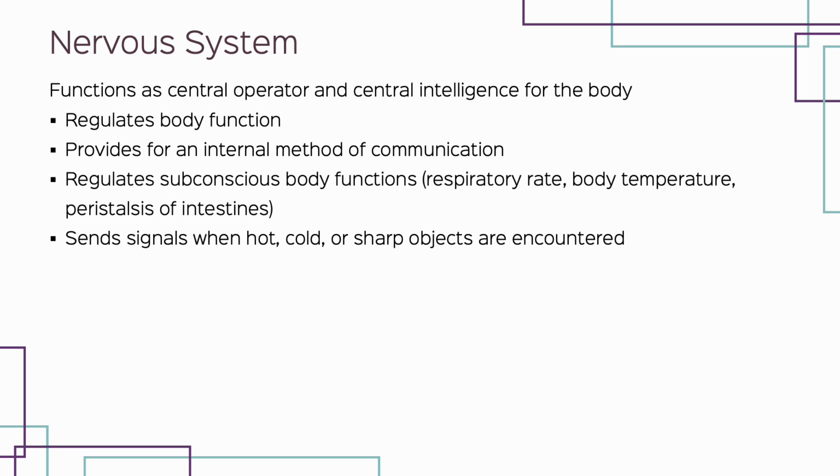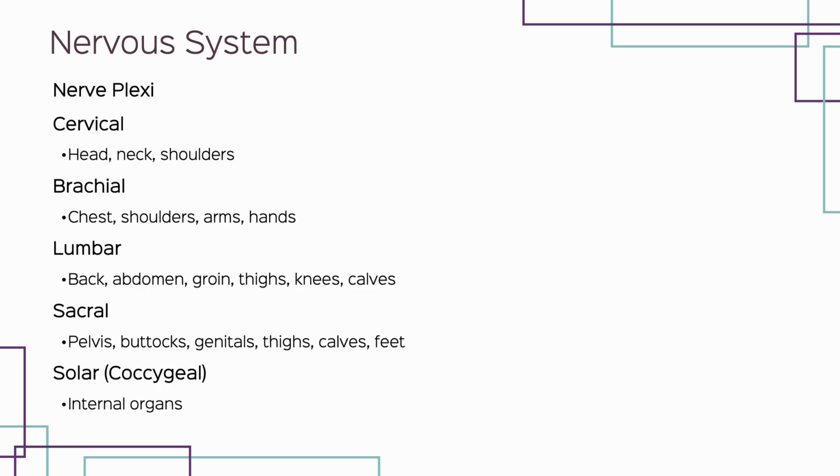The nervous system functions as a central operator and as the central intelligence for the body. It detects changes outside and within the body, makes decisions based on the information that is received, and then stimulates muscles or glands to respond. A nerve plexus is a network of intersecting nerves that combines spinal nerves that serve the same body area. The name of the plexus indicates the portion of the body that they serve.